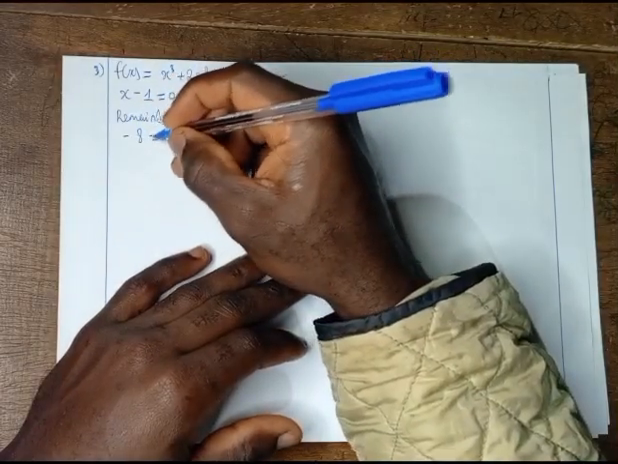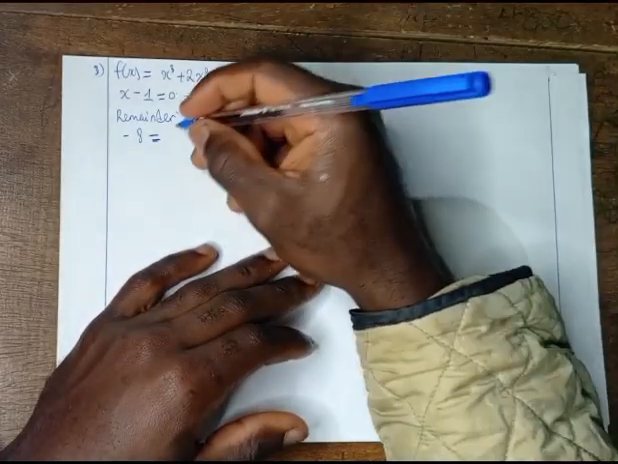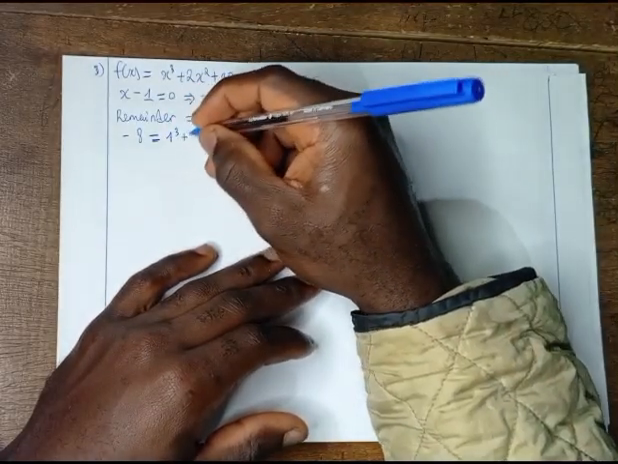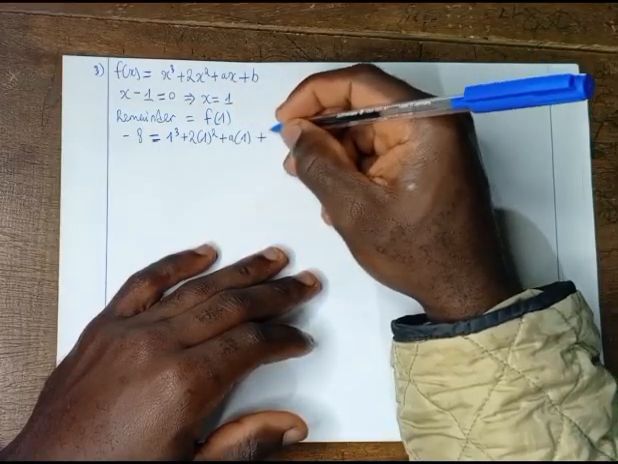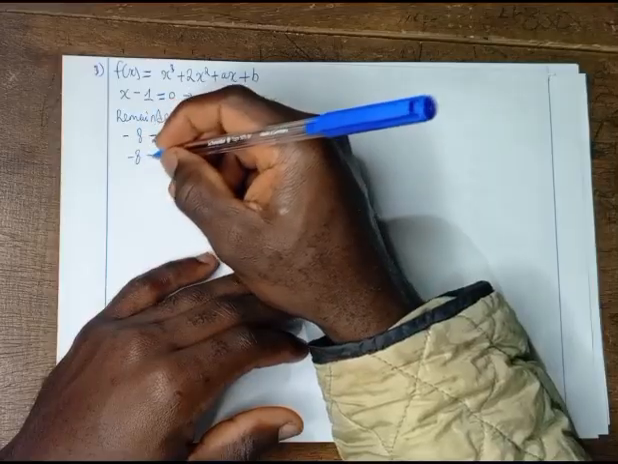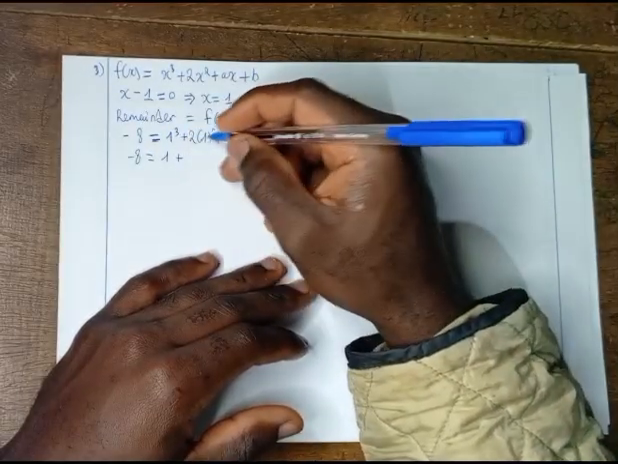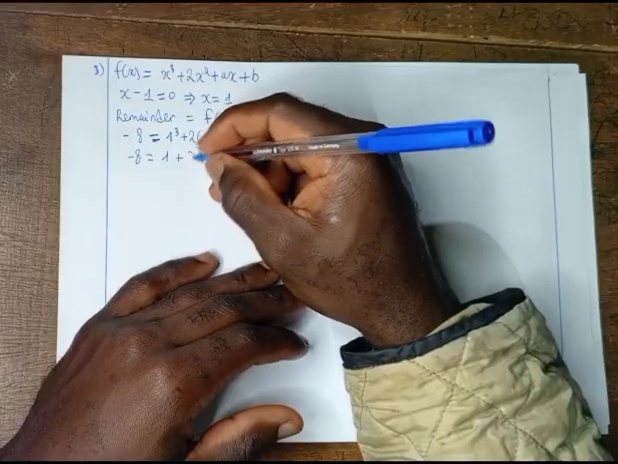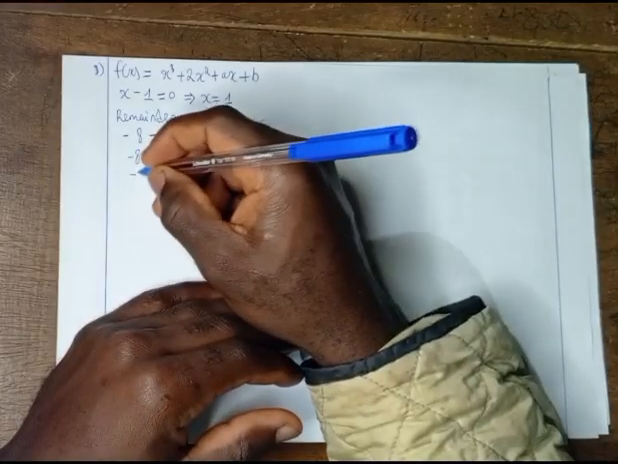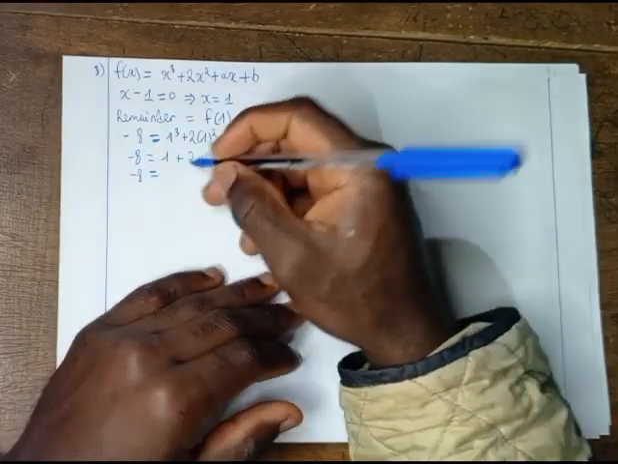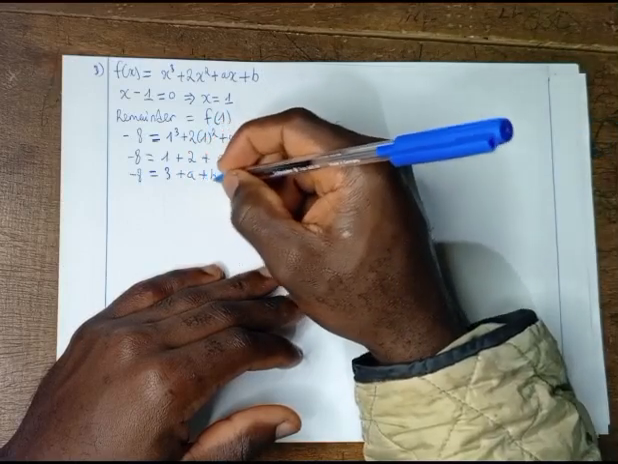We simply have negative 8 to be equal to f of 1. Anywhere I see x, I'll replace x with 1. 1 cubed plus 2 times 1 squared plus a times 1 plus b. This will give us negative 8 to be equal to 1 cubed, 1 times 1 times 1 remains 1, plus 1 squared is 1 times 2, 2, plus a times 1 gives us a plus b. This will give us negative 8 to be equal to 1 plus 2 gives us 3 plus a plus b.